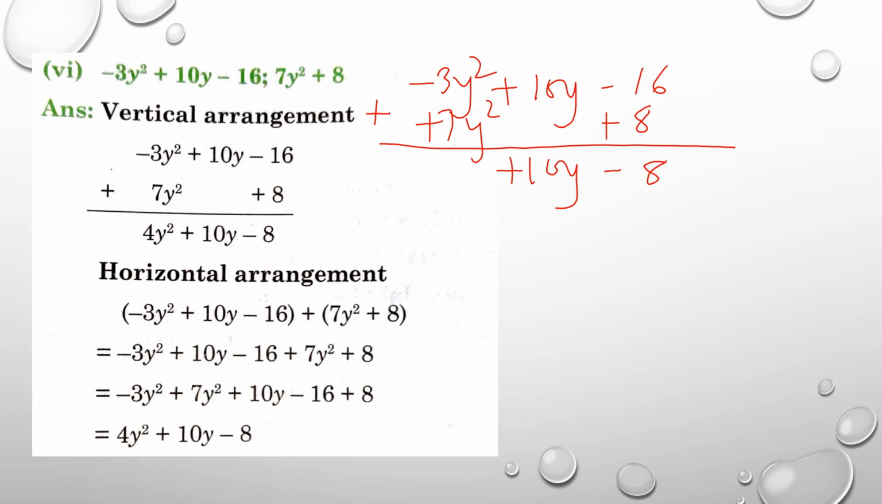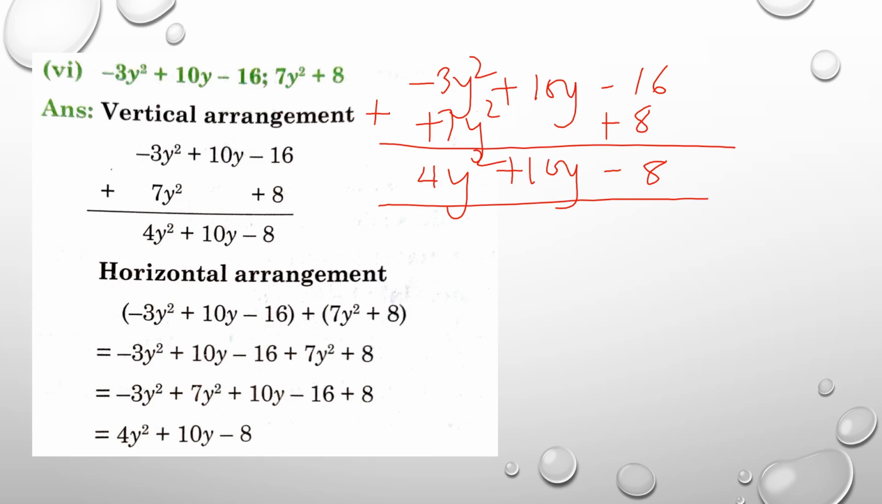So minus 3 plus 7 will be what? What you have to do? Subtraction. Okay. So 7 minus 3 is what? 4y square. So plus 4y square. No need of writing plus sign there. It is considered as a positive number only. Okay. Now let's do the horizontal method.